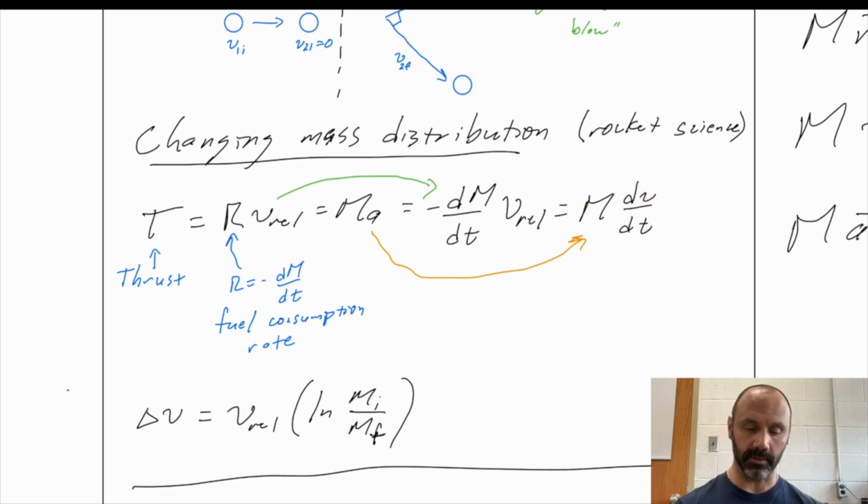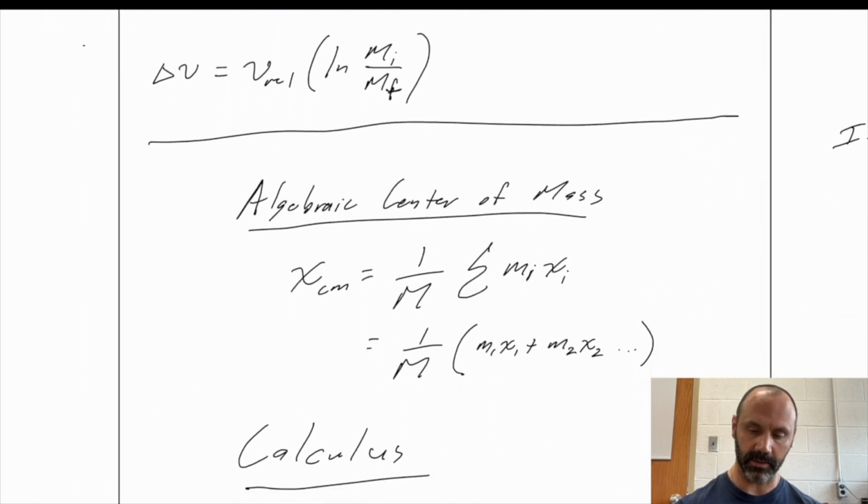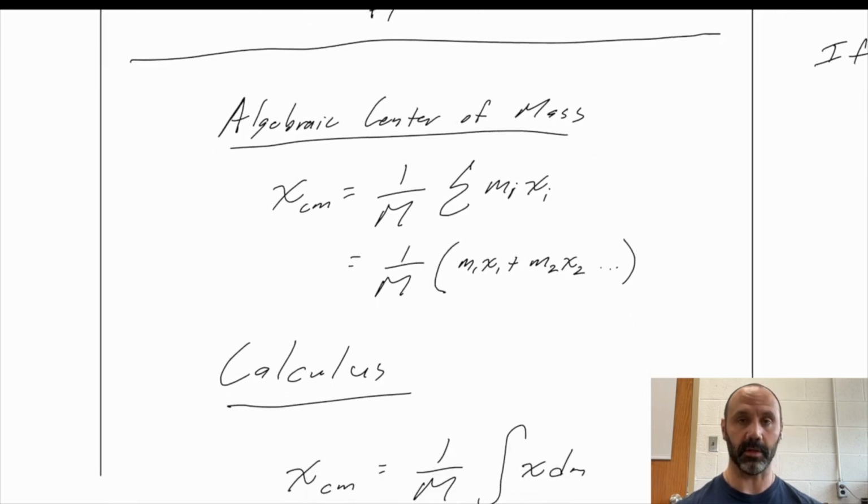Also, this equation comes in handy. A lot of this stuff is plug and chug usually, but we want to understand the concepts as well. The change in velocity of the rocket is going to be equal to the relative velocity times the natural log of the initial over the final mass. So those are your rocket science equations. Real rocket science gets more complex than that, but it's the basic intro.